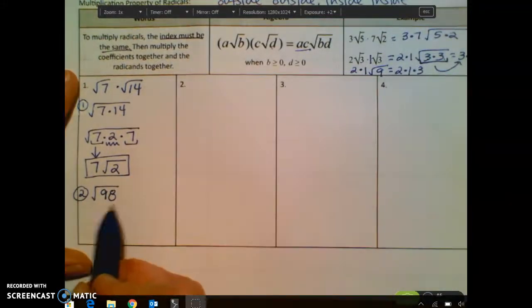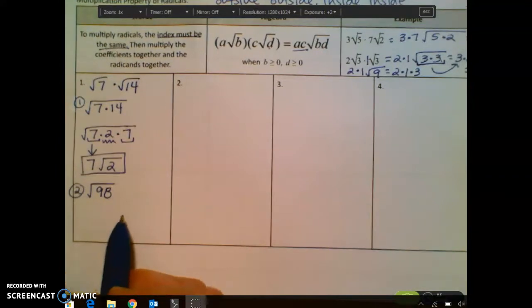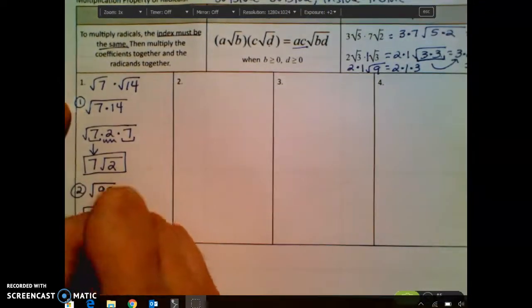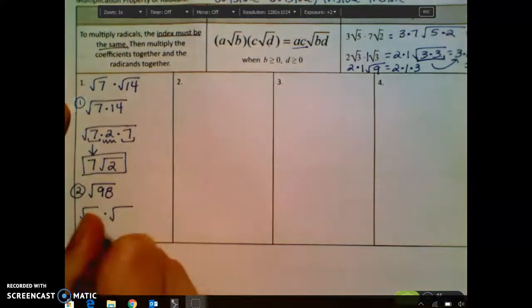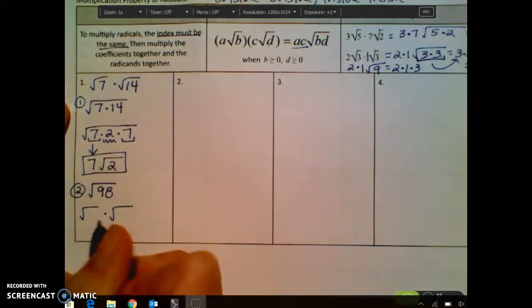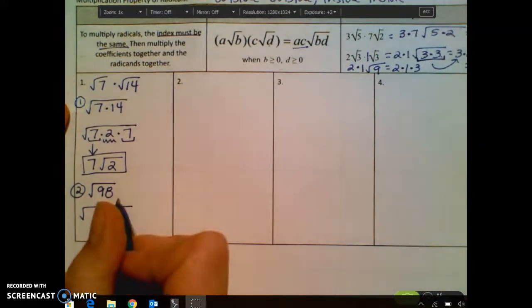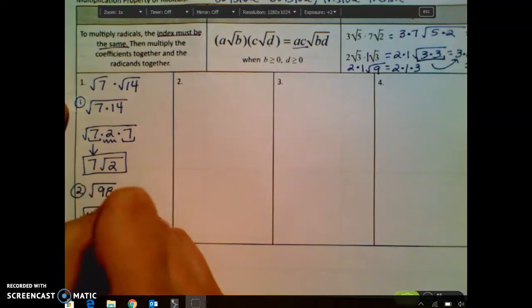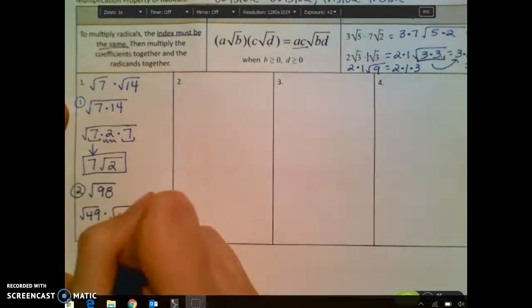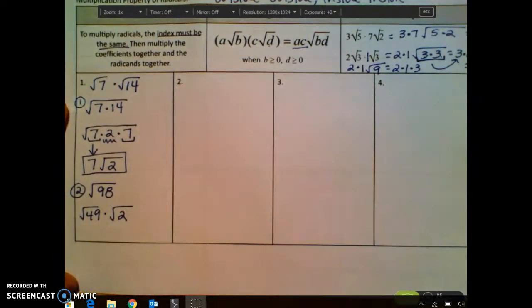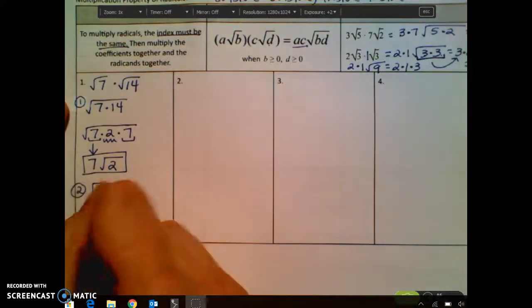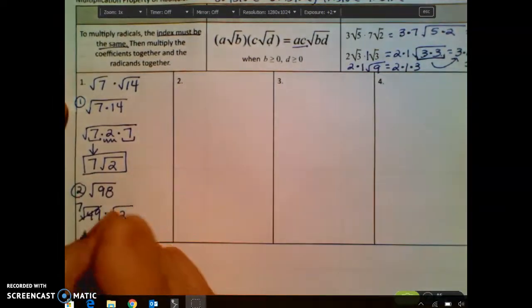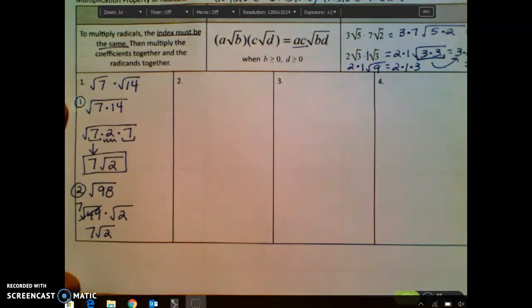Well, once you do that, you can go ahead and make your factor tree, or you can write out the greatest perfect square and what it multiplies by. So the biggest perfect square we can take out of 98 is going to be 49, and 49 times 2 gives us 98. Well, the square root of 49 is 7, so we have 7 root 2.